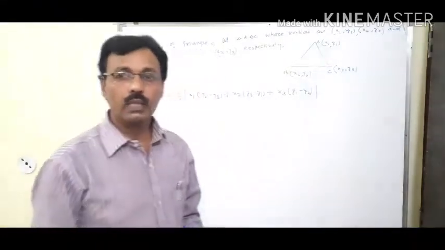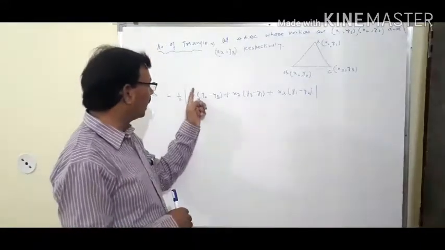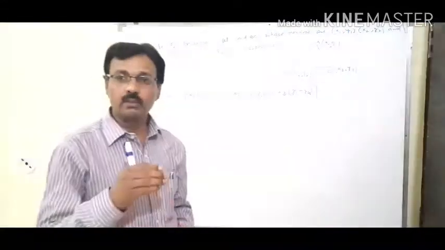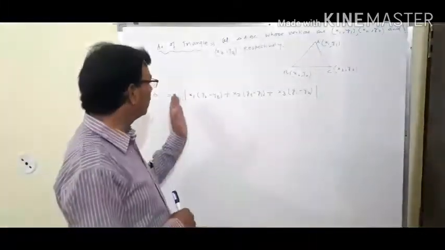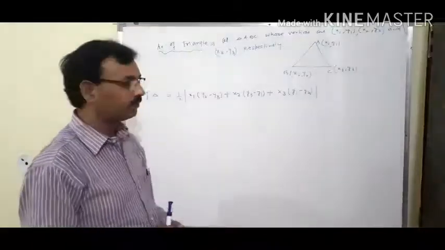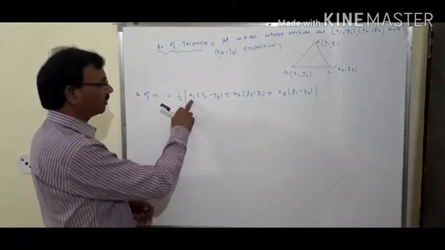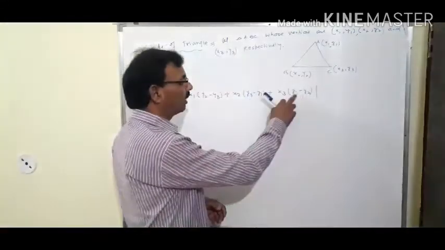So we use the modulus sign, because if the actual calculation of this data is negative, then in the last we should take it as positive. So I write here first the modulus. Then the area of the triangle equals 1 by 2 x1 into y2 minus y3 plus x2 into y3 minus y1 plus x3 into y1 minus y2.